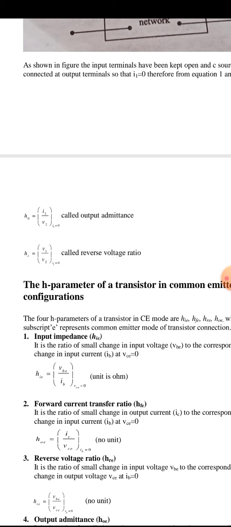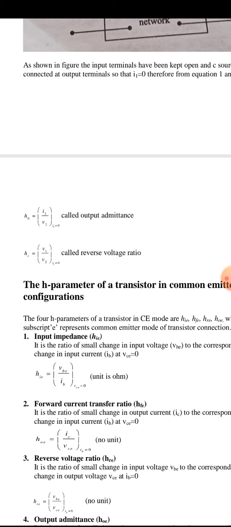The four H parameters of a transistor in common emitter mode: the subscript E shows common emitter, so this H parameter is denoted by HIE. The second parameter is HFE, then HRE and HOE. The subscript E stands for common emitter mode.